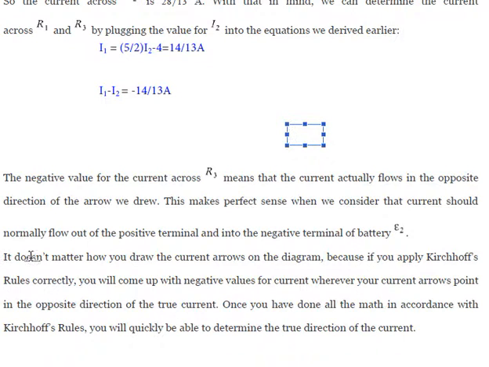So that's why we said earlier it doesn't matter how you draw your arrows, because if you're applying Kirchhoff's laws the right way, then you'll run into a situation like this where you get a negative and it tells you, hey, you made a mistake, it's actually like this. And it's not the kind of mistake where you have to go back and do everything all over again. It's just, oh, here's the wrong direction.